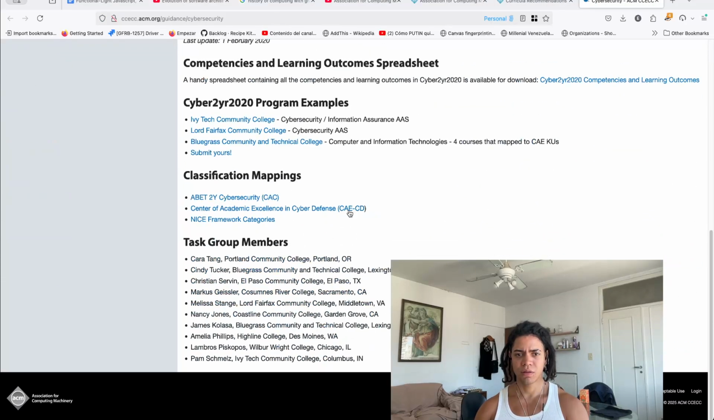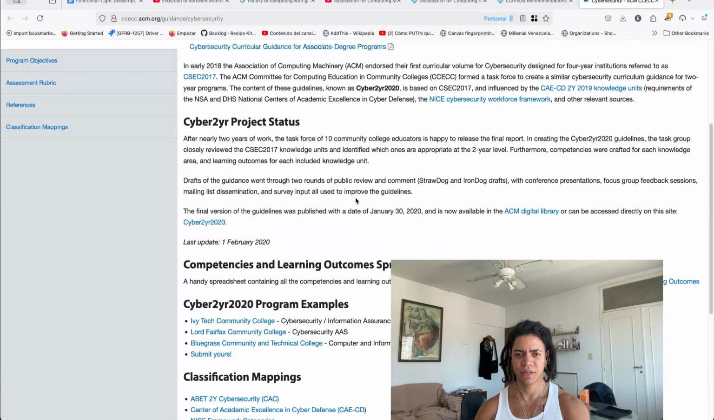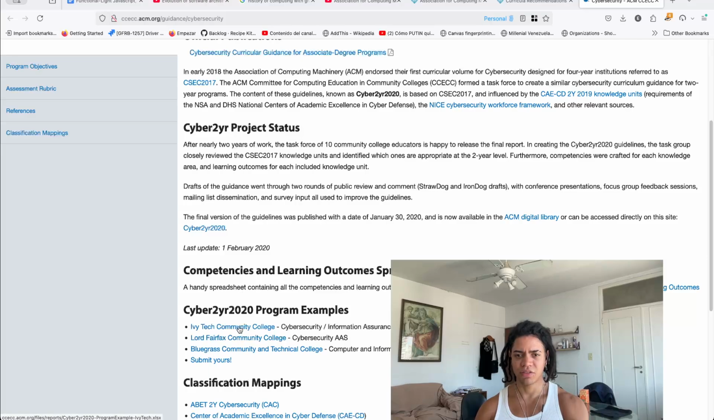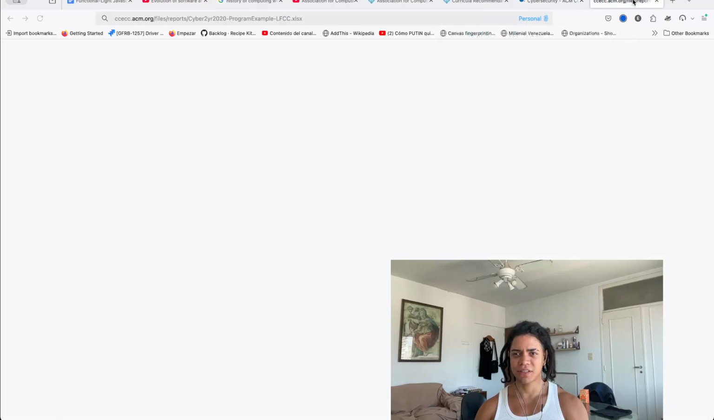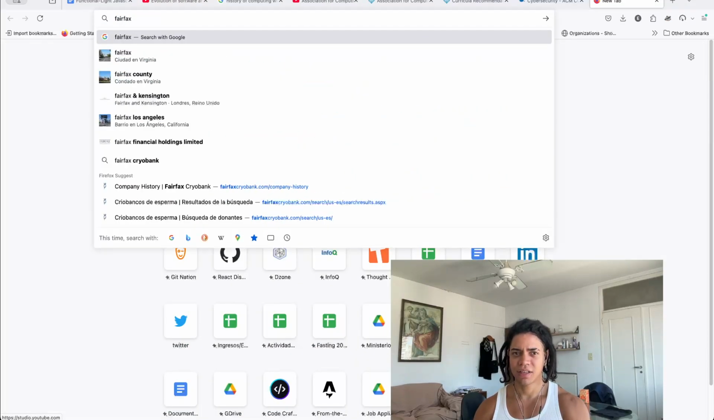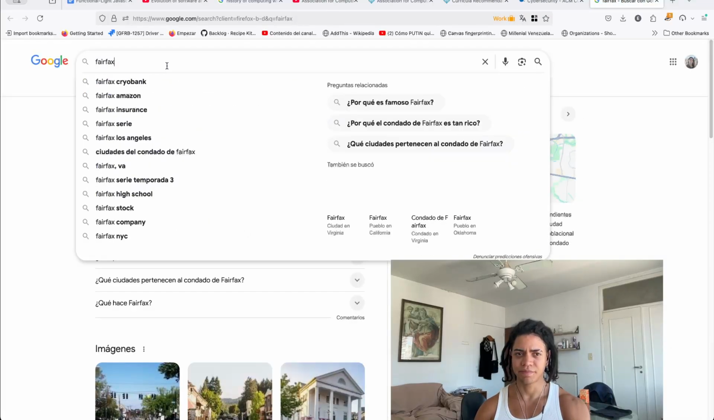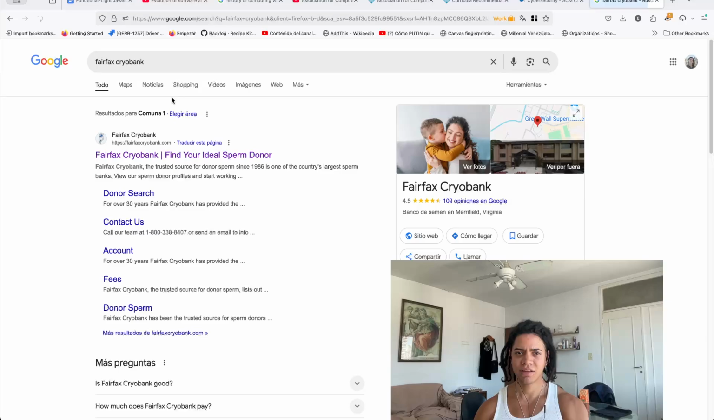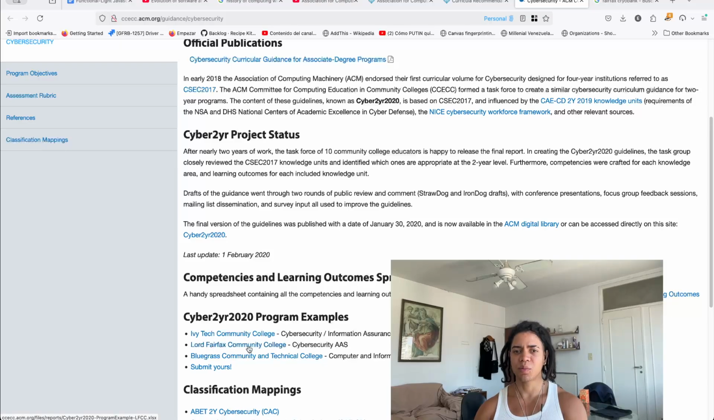It is interesting because most of these are companies. Ivy Tech Community College. Lord Fairfax Community College. Fairfax is like a bank, I think it is. Fairfax is a bank. Creo Bank, exactly. Fairfax Creo Bank. It's because Lord Fairfax. No, community college. This is another thing. Bluegrass Community and Technical College. Ivy Tech Community. Oh, but I think this is some curricula.